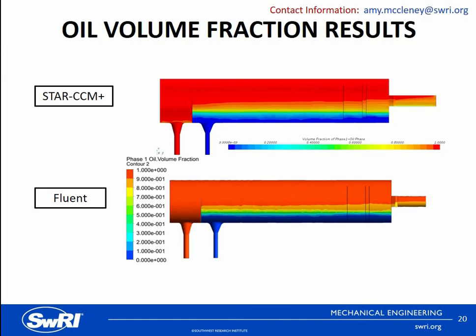So let's now look at the oil volume fractions. These are the results for the test separator for case 2, which Fluent struggled with a little bit. The top graph is from STAR-CCM and the bottom graph is from Fluent. What you're seeing here is both oil and water phases can be seen relatively well mixed at the inlet of the separator in this figure.